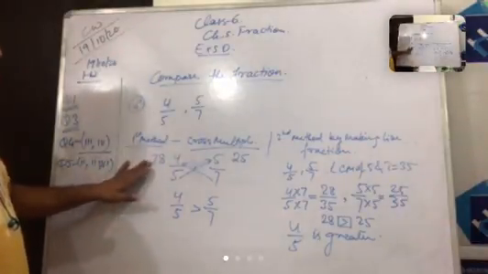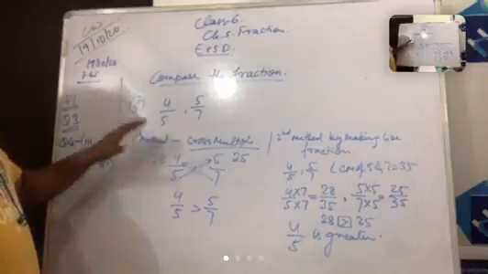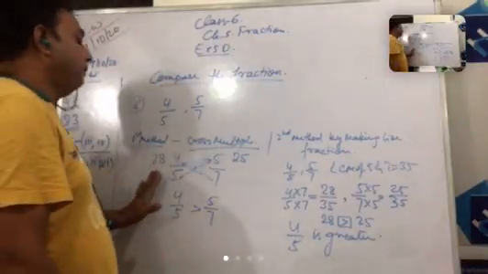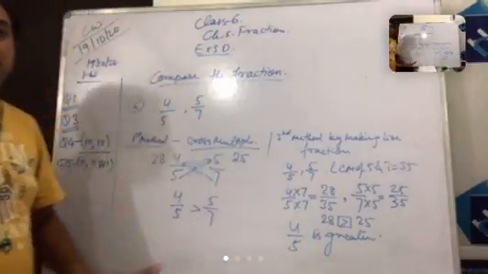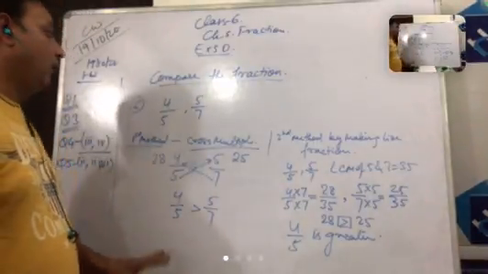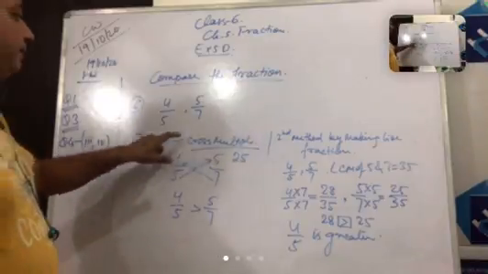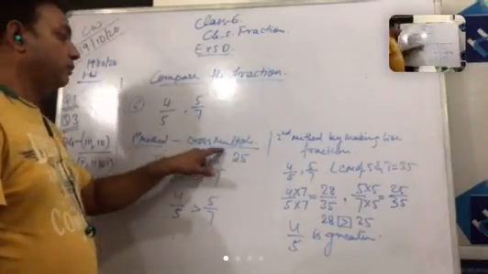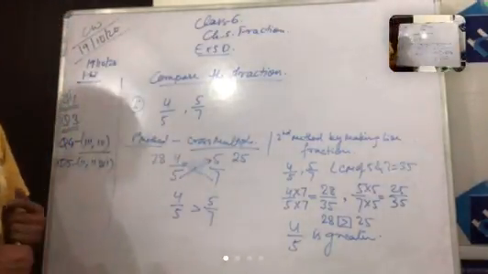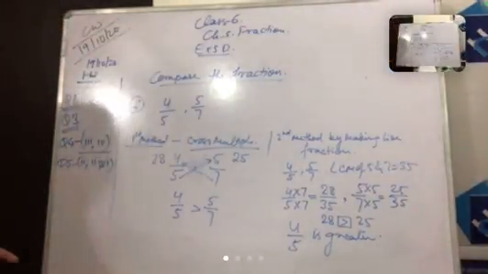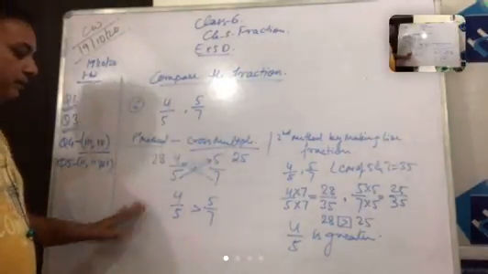Whenever these questions come in the exam, you can solve by either method. Is that clear? Whenever I give this question in the exam, I will mention that you can do it with cross multiplication or by making like fractions. Clear? Anyone has any doubt? Good.